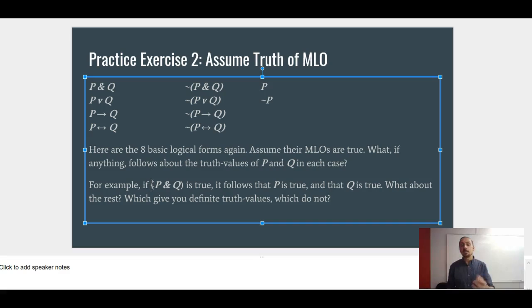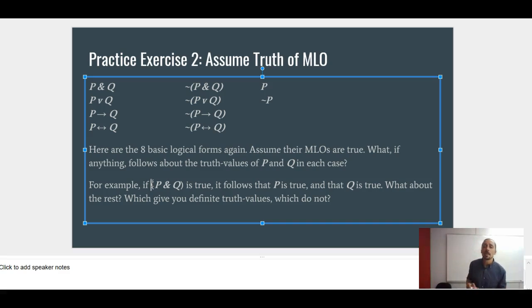So let's look at the 8 basic forms. Assign them true to the main logical operator. Is there anything else we can deduce from there? This is something we've already done with the shortened truth table, so it should be pretty easy. Now we're just going to try and do it more systematically. For example, on the first one, assuming P and Q is true gives you P being true and Q being true. So I know the values of P and Q on the basis of the main logical operator, and, being true.